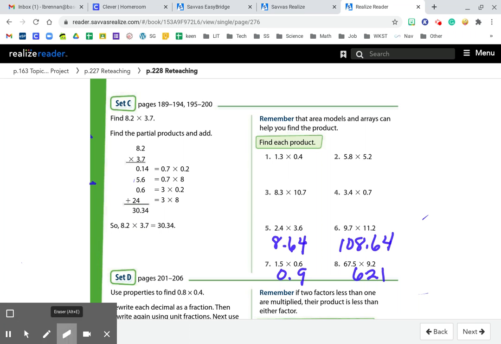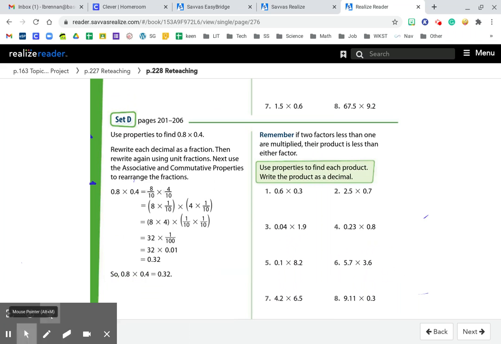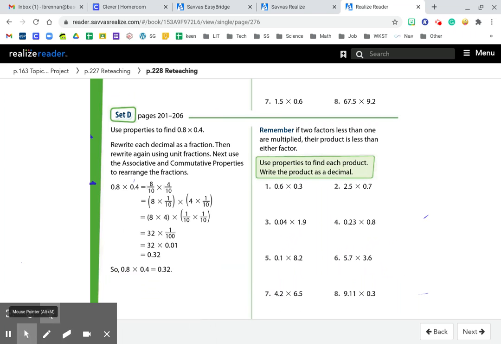And then finishing up down at the bottom, remember when 2 factors less than 1 are multiplied, their product is less than either factor. So as we're finishing up down here, you should be able to do some of these in your head. 0.6 times 0.3, 6 times 3 is 18. 2 digits in decimal place value in the problem, 2 in the answer.